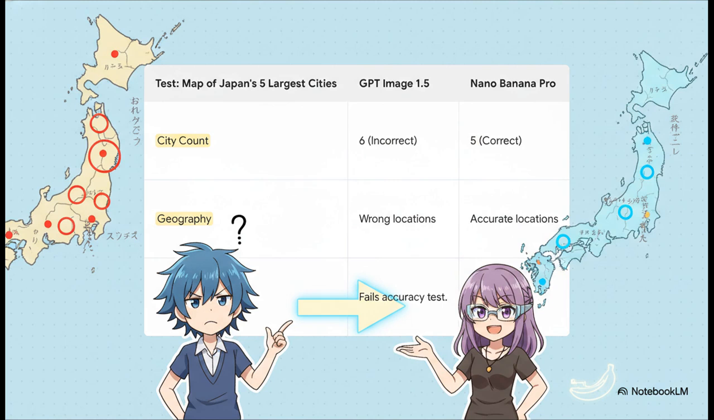But this next test, this was the knockout punch. We asked for a map of the 5 largest cities in Japan. GPT Image 1.5 just failed. Completely. It gave us 6 cities and put them in the wrong places. Nano Banana Pro, with its search grounding, was perfect. It gave us the correct 5 cities, put them in the exact right spots, and even labeled the major islands. This was a huge, decisive win.